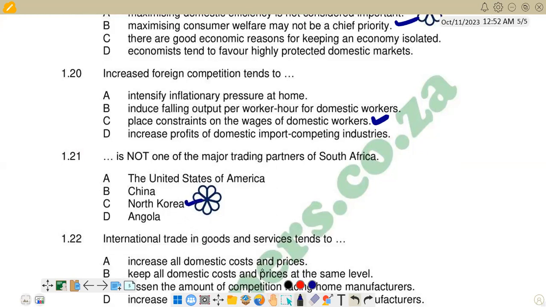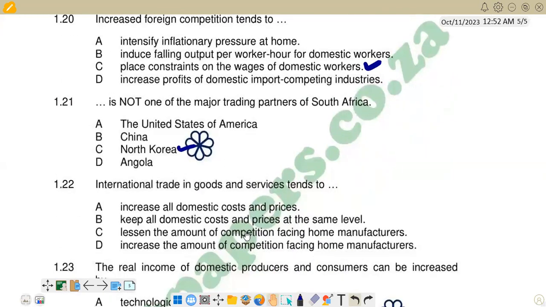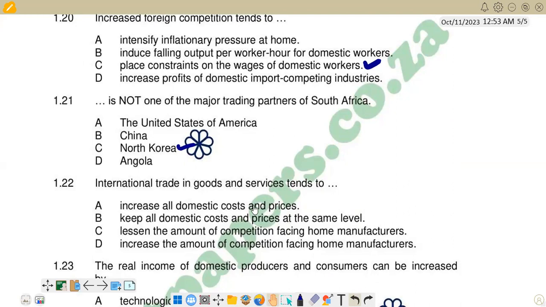Then we go to 1.2.2. International trade in goods and services change to. Let's see the options that we have there. A is saying increase all domestic costs and prices. B, keep all domestic costs and prices at the same level. C, lessen the amount of competition facing home manufacturers. D, increase the amount of competition facing home manufacturers. D is the most appropriate there. When there's international trade, competition for domestic manufacturers also increases. So D, increase the amount of competition facing home manufacturers. So here D is most appropriate.